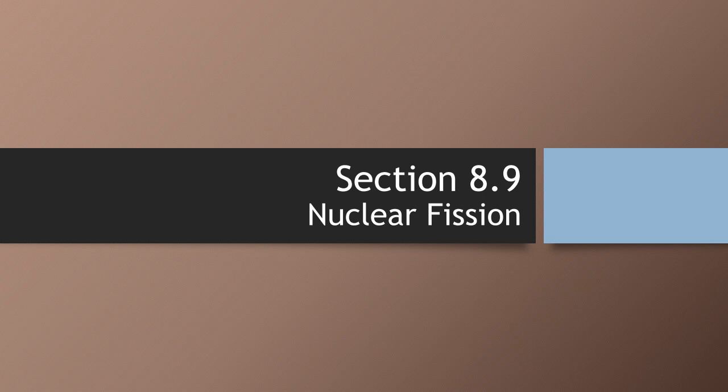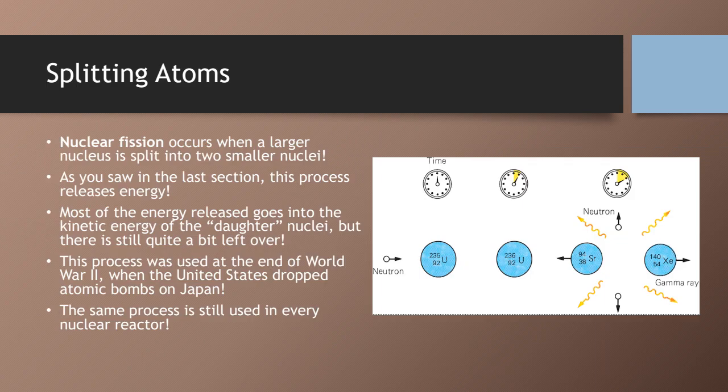So the first type of nuclear reaction we're going to talk about is nuclear fission. Nuclear fission occurs when you split a larger nuclei into smaller nuclei. As we talked about just a minute ago, that process is going to release energy. So here's the reaction that I promised.